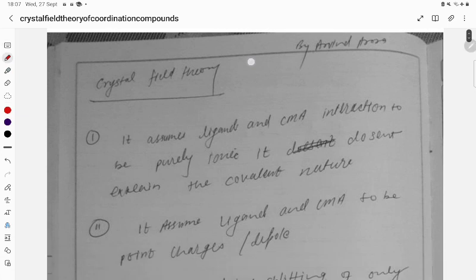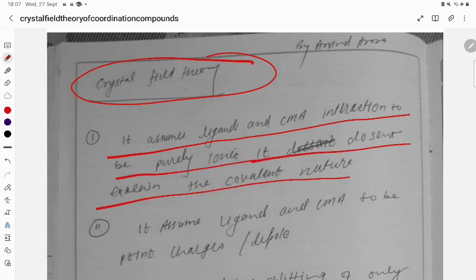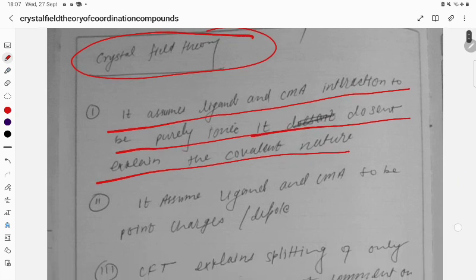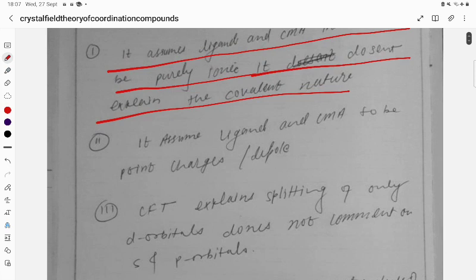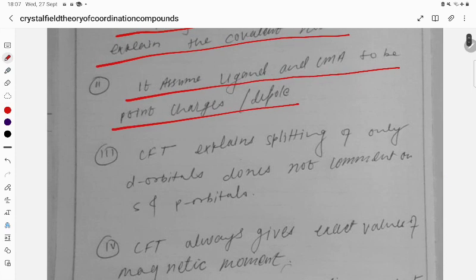What are the points of the crystal field theory? It assumes ligand and central metal atom interaction to be purely ionic. It doesn't explain the covalent nature of the bond. So the bond between the central metal atom and ligands is purely ionic. It assumes ligand and central metal atom to be point charges. So both the central metal atom and ligands are point charges.